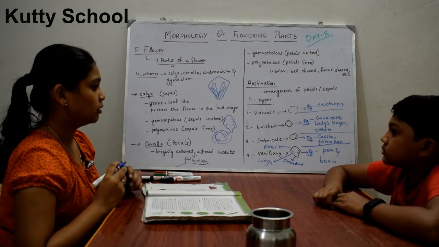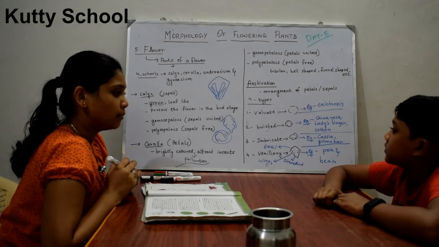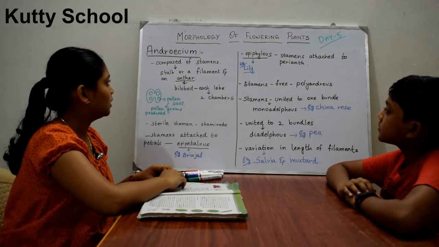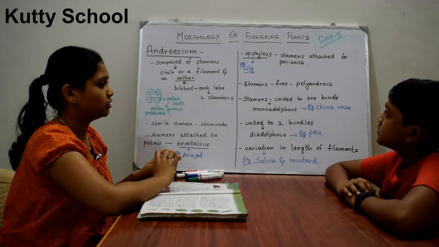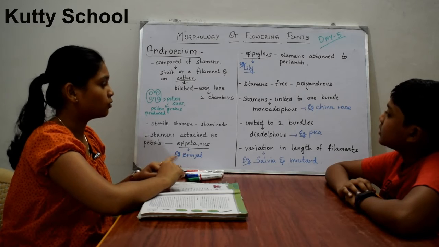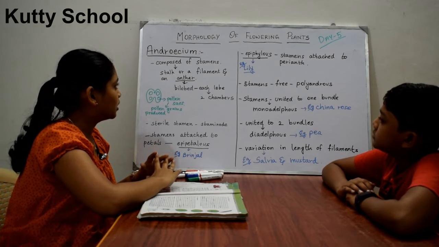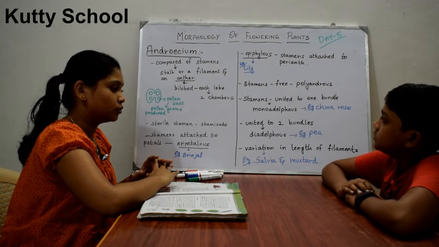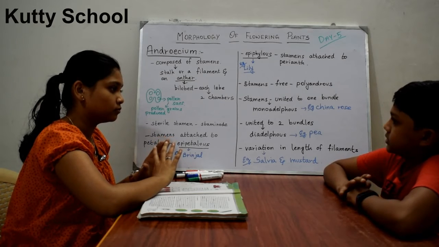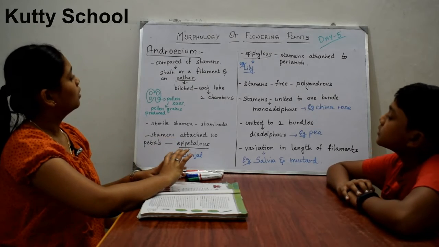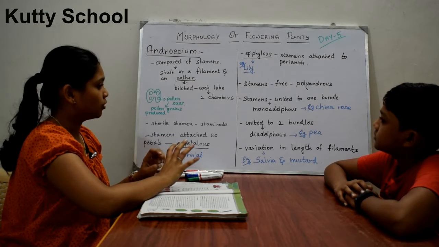So next we will discuss the two more parts of a flower, which are gynoecium and androecium. Now we will see the third part in a flower. We have seen calyx, we have seen corolla, and now we are going to see androecium. So androecium is nothing but the male reproductive organ in flowers. So this androecium is the male reproductive organ generally.